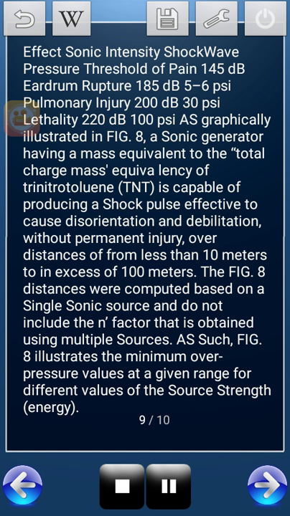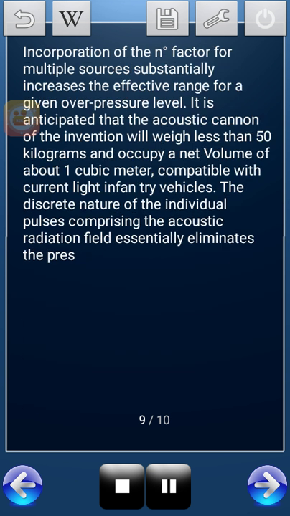As such, Fig. 8 illustrates the minimum overpressure values at a given range for different values of the source strength energy. Incorporation of the n-degree factor for multiple sources substantially increases the effective range for a given overpressure level. It is anticipated that the acoustic cannon of the invention will weigh less than 50 kilograms and occupy a net volume of about 1 cubic meter, compatible with current light-in-fan tri-vehicles.